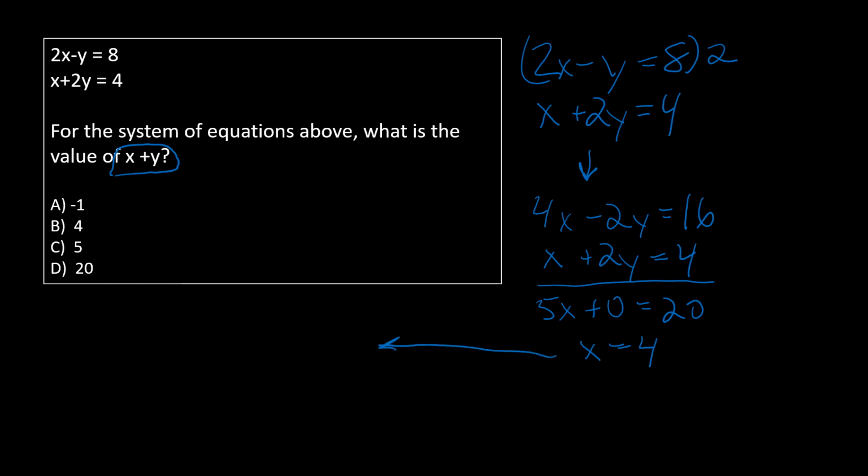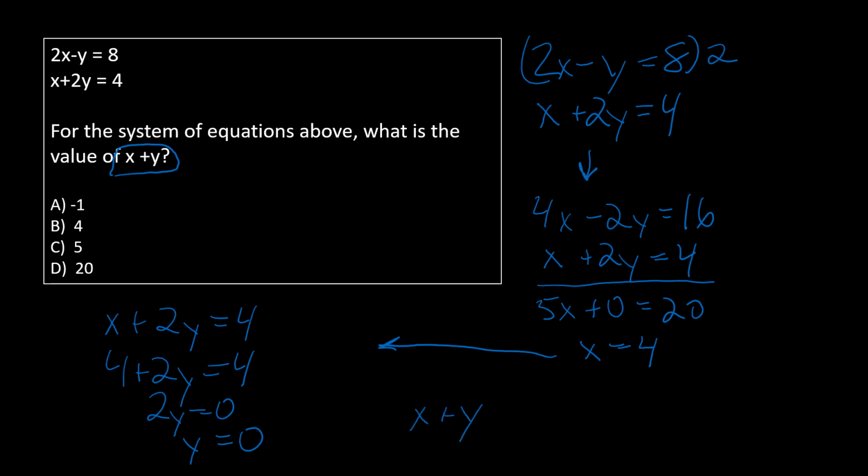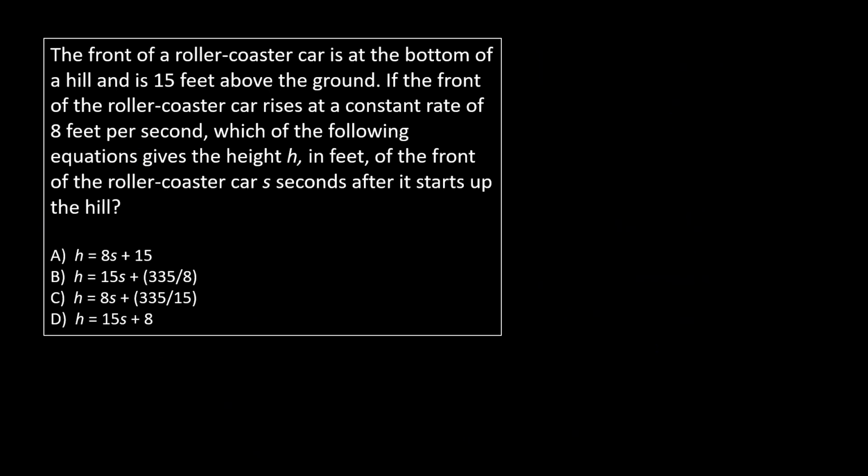Let's just plug that into one of these equations. I'll choose the bottom one. x plus 2y equals 4. 4 plus 2y, subbing in 4 for x, equals 4. 2y equals 0, subtracting 4 from each side, so y equals 0. So x plus y equals 4 plus 0, just plain old 4. It's going to be answer choice B. And cool, that's right.